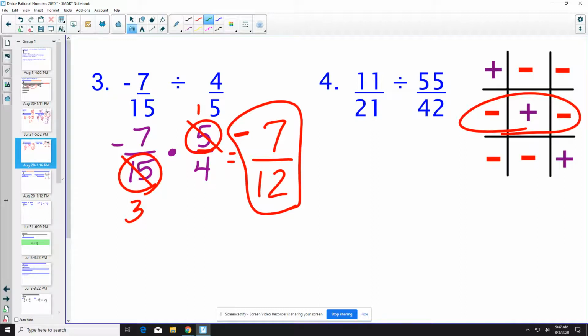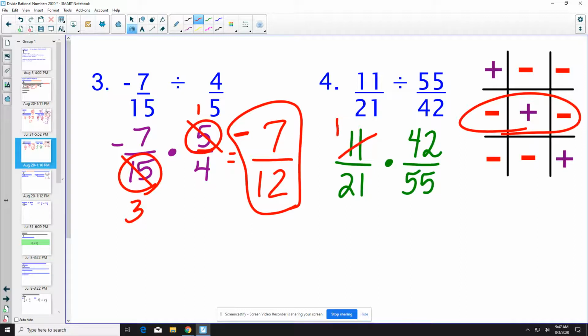Okay, write down number 4, 11 over 21 divided by 55 over 42. Okay, we're going to keep, change, flip. So remember, 11 over 21, you're going to keep. You're just going to rewrite that. Change your division to times, and then flip the second fraction. Take the reciprocal, which would be 42 over 55. Let's see, can we cancel the 11 and 55? Yes, 11 goes into both of them. So cross out your 11. How many 11s go into 11? 1. Cross out your 55. How many 11s go into 55? 5.